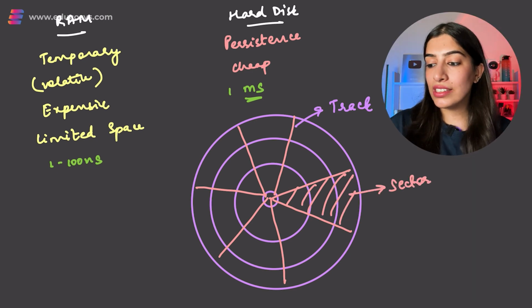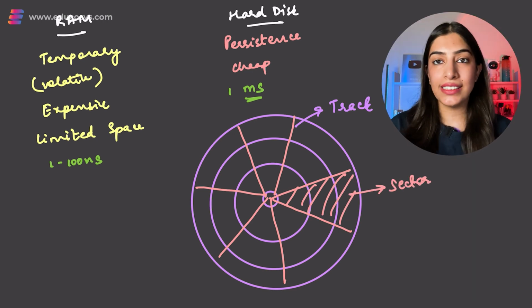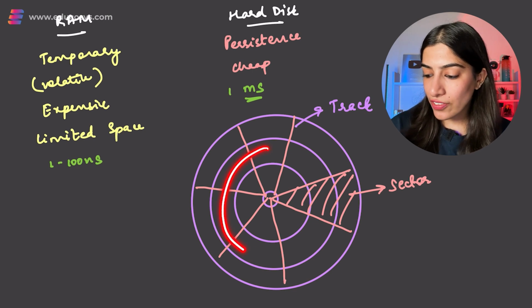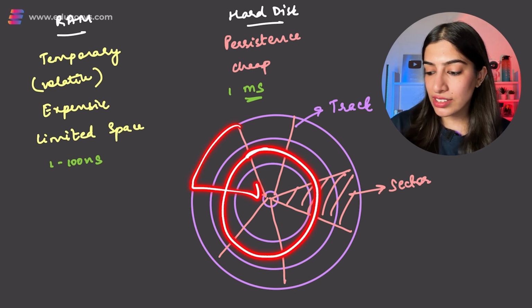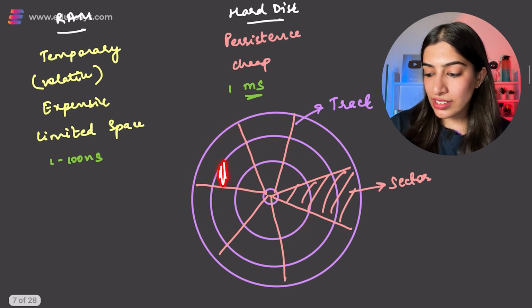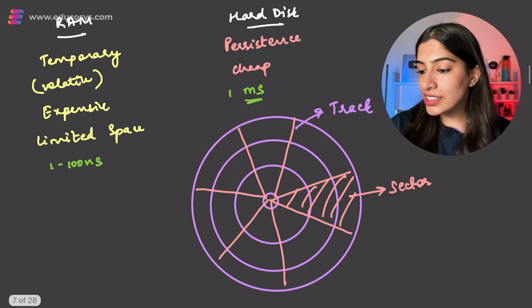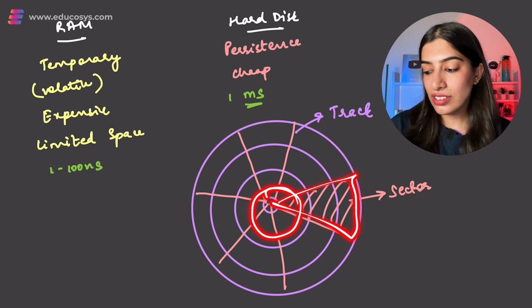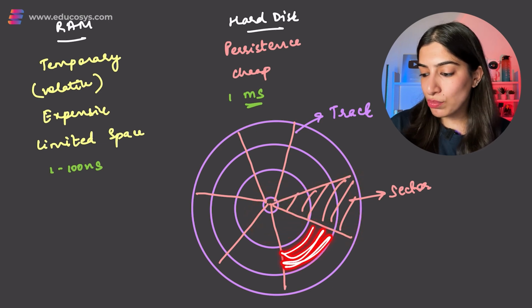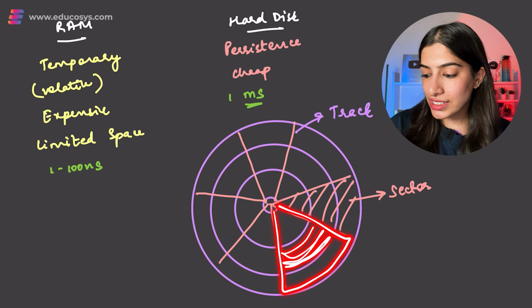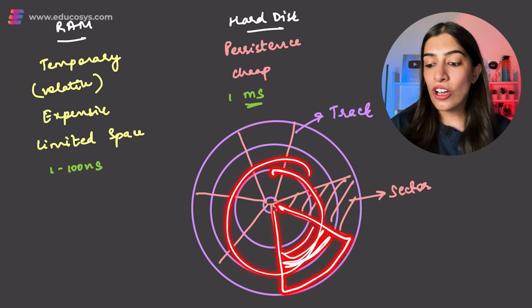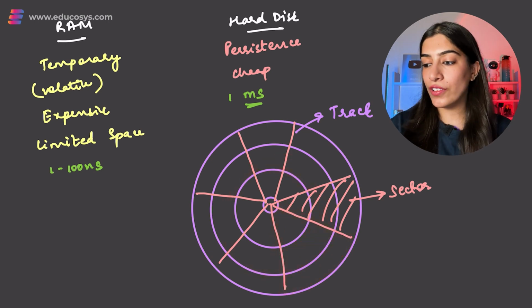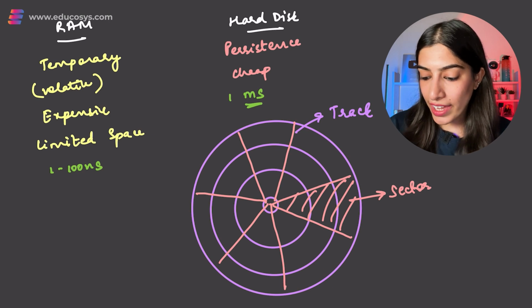Now, what will the intersection of a track and sector give you? If we consider this track and this sector, what will it give us? This particular block, correct? Similarly, if we consider just this one block, this is the intersection of this track and this sector. Similarly, this block is the intersection of this sector and this track, correct? So the intersection of a track and a sector is giving us what? It is giving us a file block.